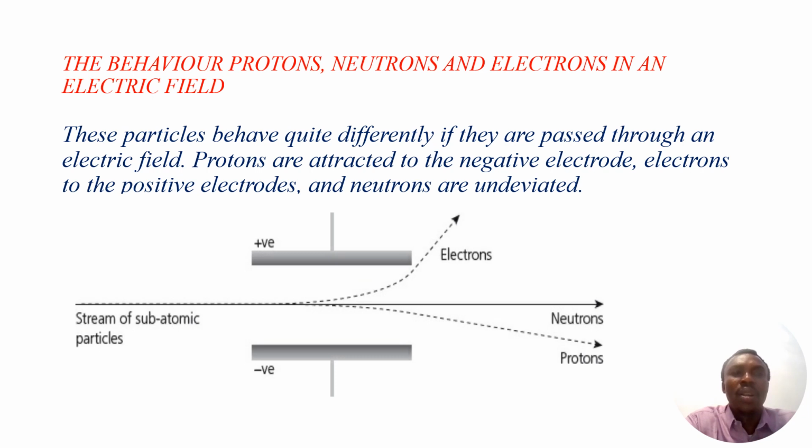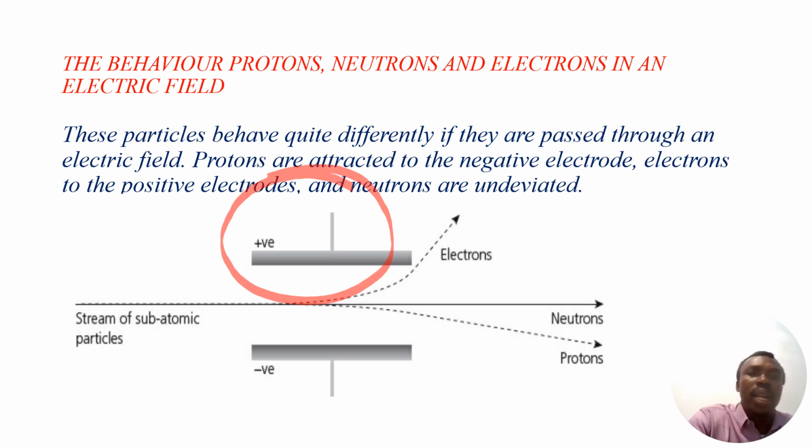Now, these particles behave quite differently if they are passed through an electric field. Protons are positively charged and are attracted to the negative electrodes. Electrons are negatively charged and are attracted to the positive electrodes. And neutrons are undeviated. They have no charge. So if you look at the diagram before us, you see this is the positive electrode, which is the positive plate. Then electrons are attracted to the positive electrode.